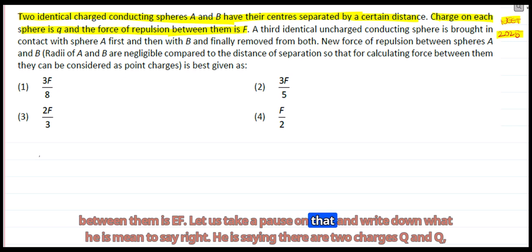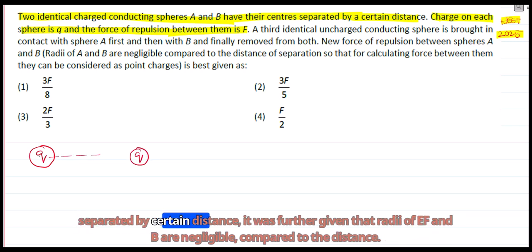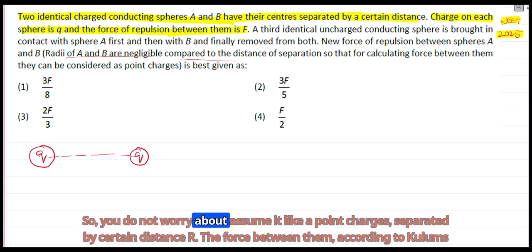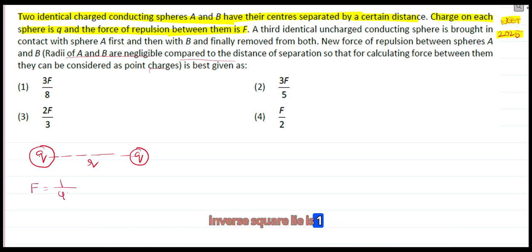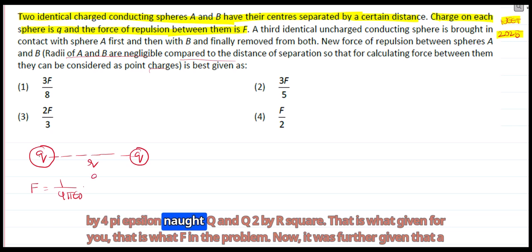Let's take a pause on that and write down what it is meant to say. He is saying that there are two charges Q and Q separated by a certain distance. It was further given that radii of A and B are negligible compared to the distance, so we need not worry about it. Assume it like point charges separated by a certain distance r. The force between them according to Coulomb's inverse square law is 1 by 4 pi epsilon naught Q1 Q2 by r square. That's what F is in the problem.